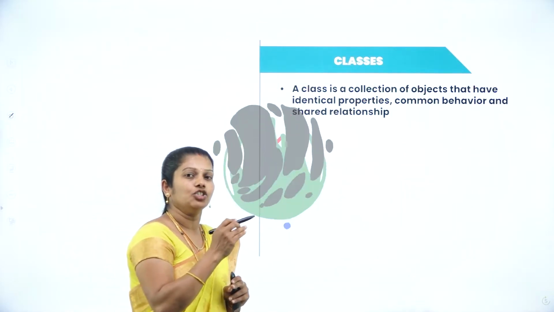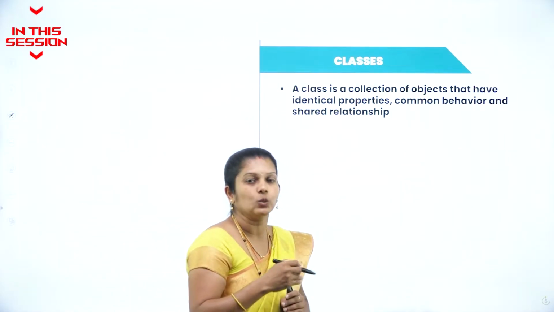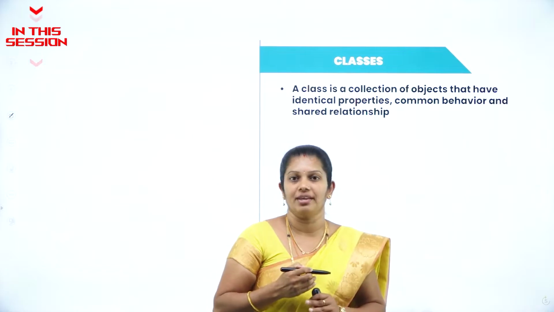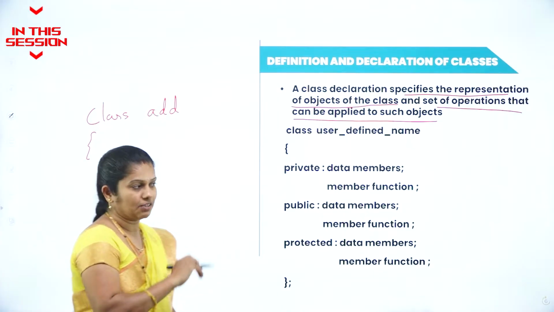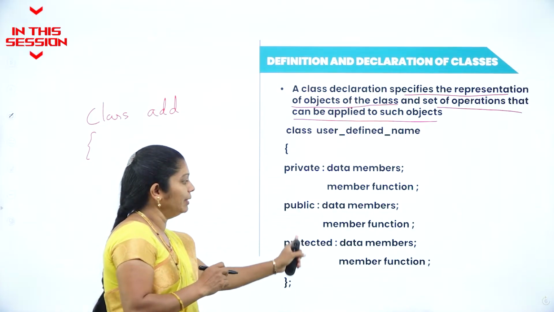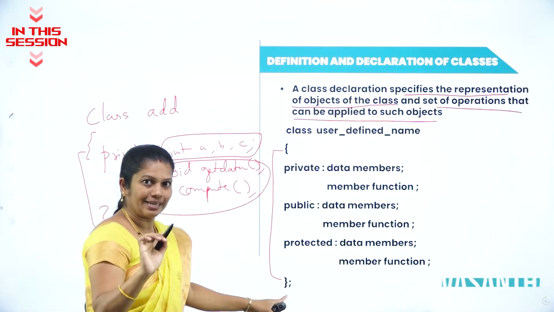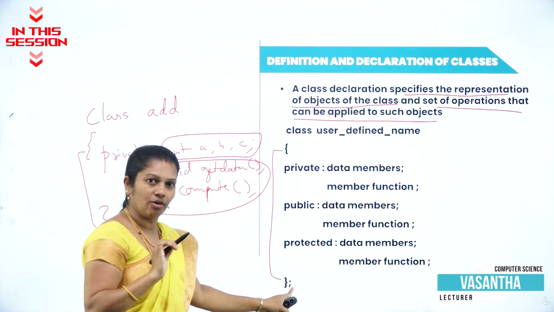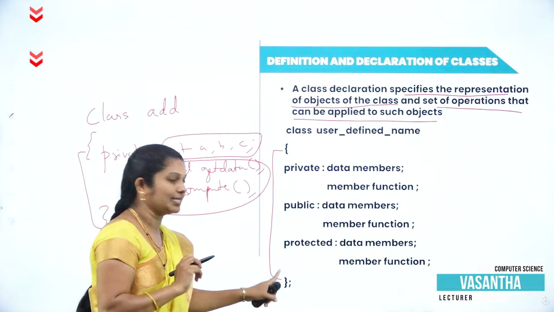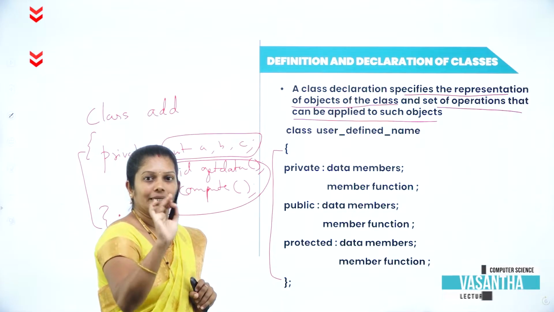A class is a collection of related objects which have the same behavior and characteristics. There are three access specifiers, that is private, public and protected. To close the class, after the flower bracket you must write a semicolon. Then only the class will close.